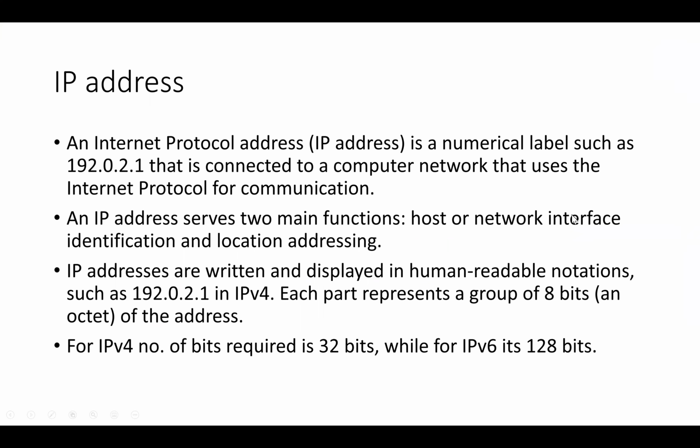Okay, an IP address serves two functions. It has a host as well as a network interface identification number for location and addressing. So within this code, it has host information and also location information. Depending on what class of IP address it is, 24 bits, 16 bits, or 8 bits will be used for the host, and the remaining bits will be used for location and addressing.